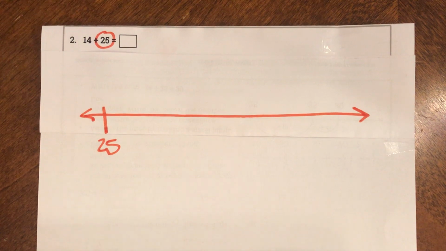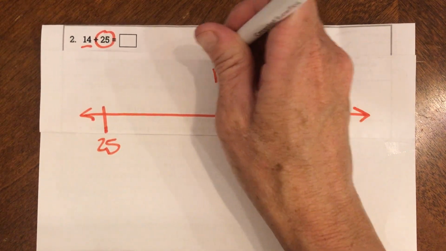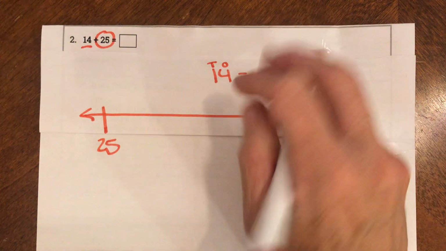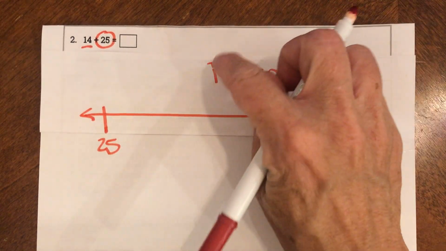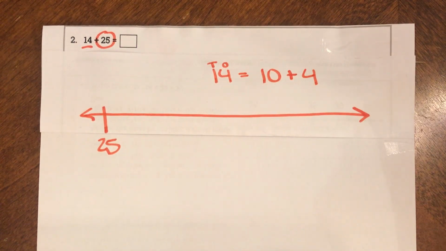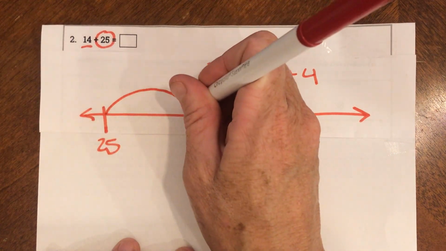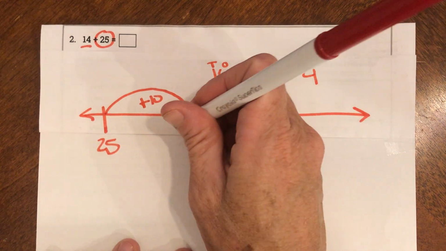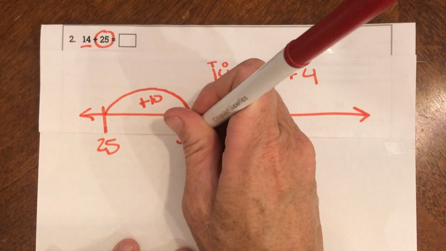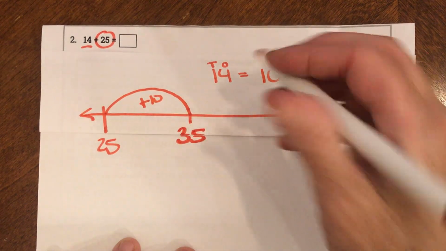My second step says to decompose my smaller addend. So 14 is equal to 1 ten, which is 10, plus 4 ones. So I could do a jump of 10. So I could say 25 plus 10 would be 35. And then I could make a jump of 4.